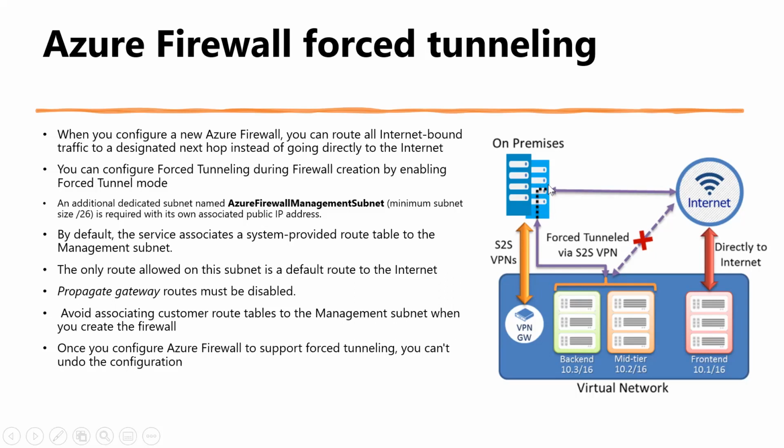Maybe in my data center, I have a device which looks at the packets, inspects the packet, sees whether this should be sent to the internet or not, and then decides whether it will allow it or not. So my resources here cannot directly communicate through the internet. I have configured my firewall in such a way that this traffic should be sent to this place first, and from here it will go to the internet.